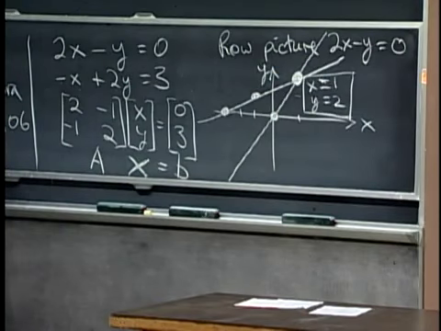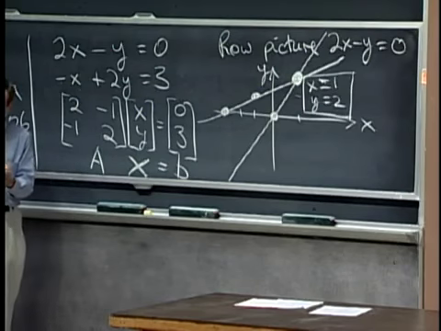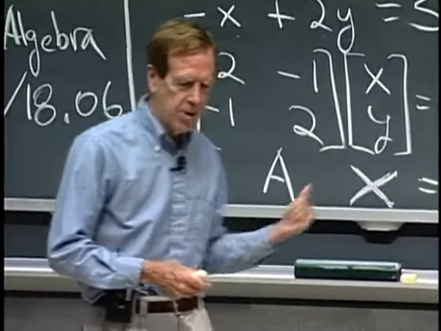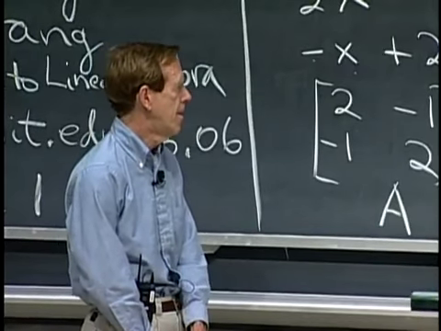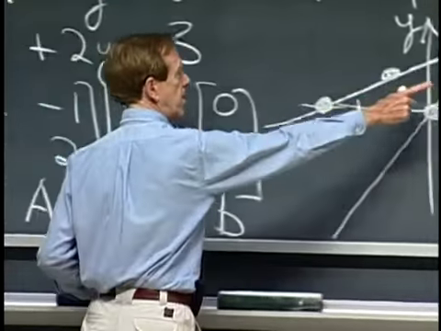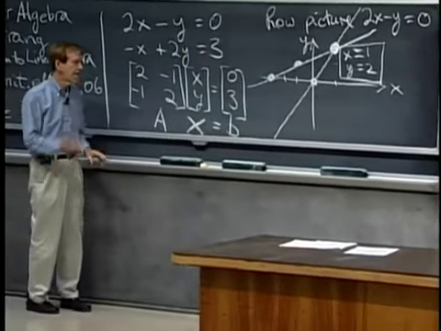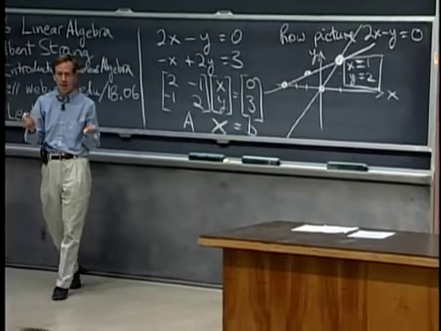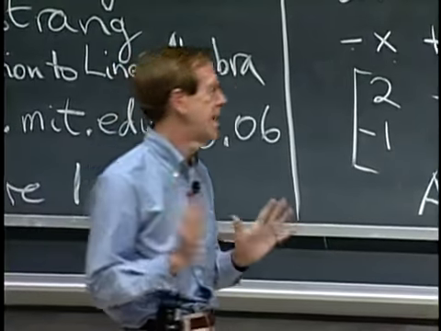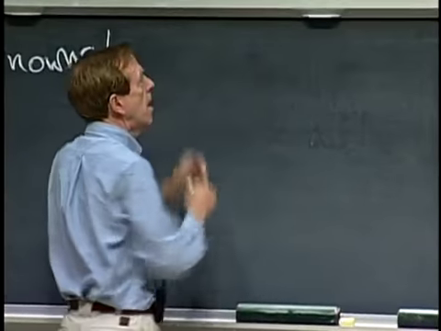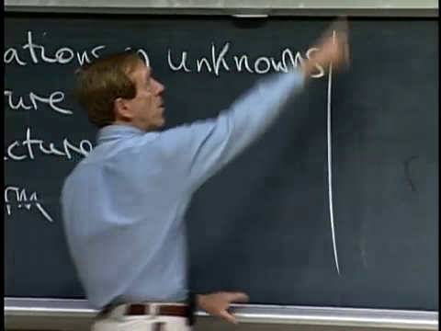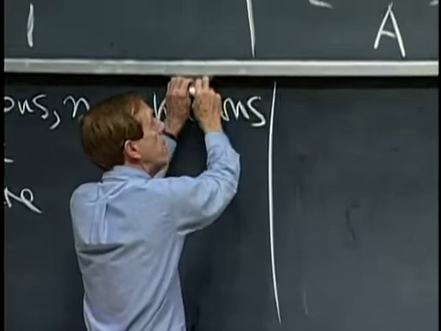But seeing the row picture, first of all, for n equal 2, 2 equations and 2 unknowns, it's the right place to start. Okay, so we've got the solution, the point that lies on both lines. Now can I come to the column picture? Pay attention. This is the key point. So the column picture.